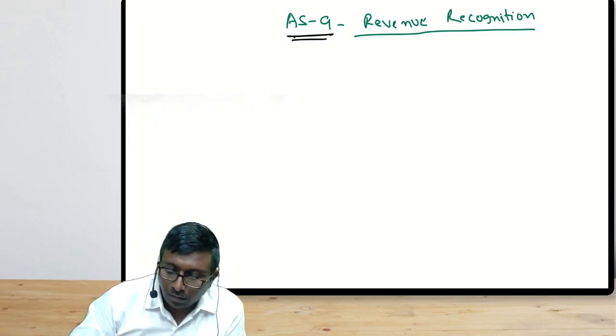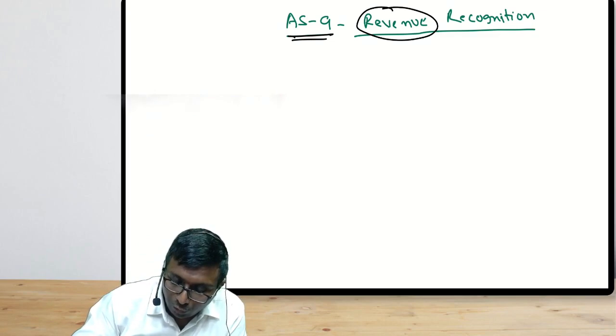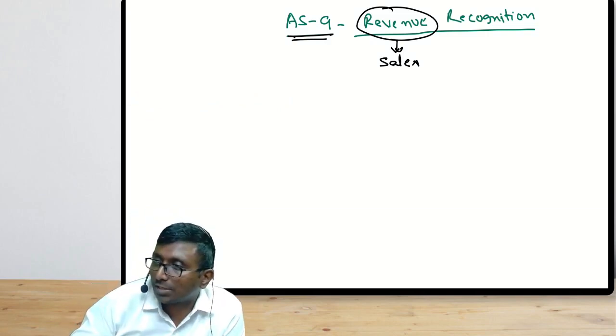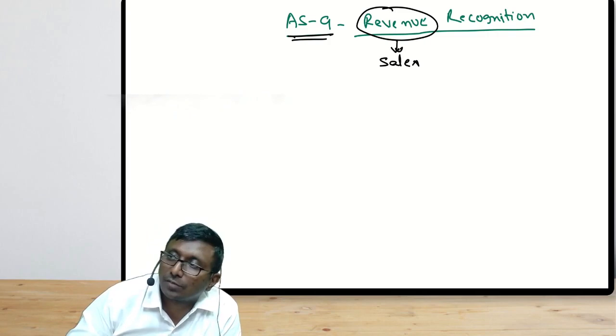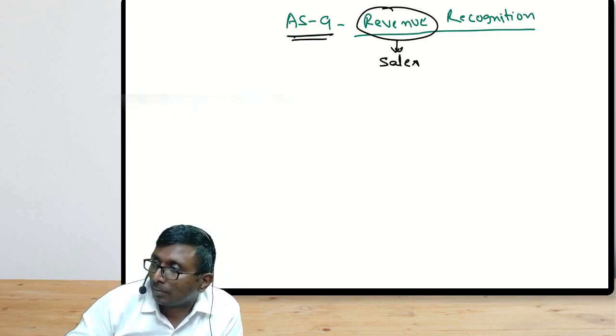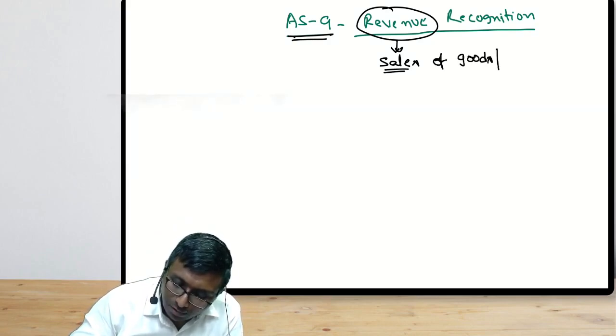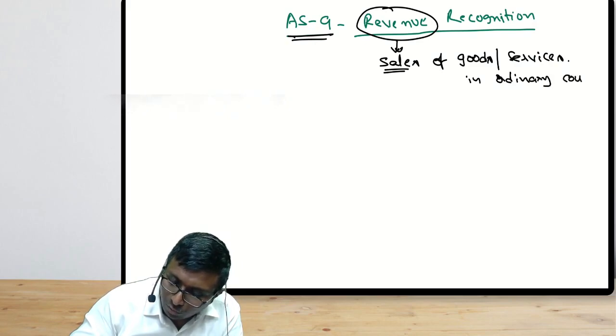See, what does revenue mean? Basically, revenue means sales, that is, whatever sales take place in the ordinary course of business. Sale of goods or services in the ordinary course of business.